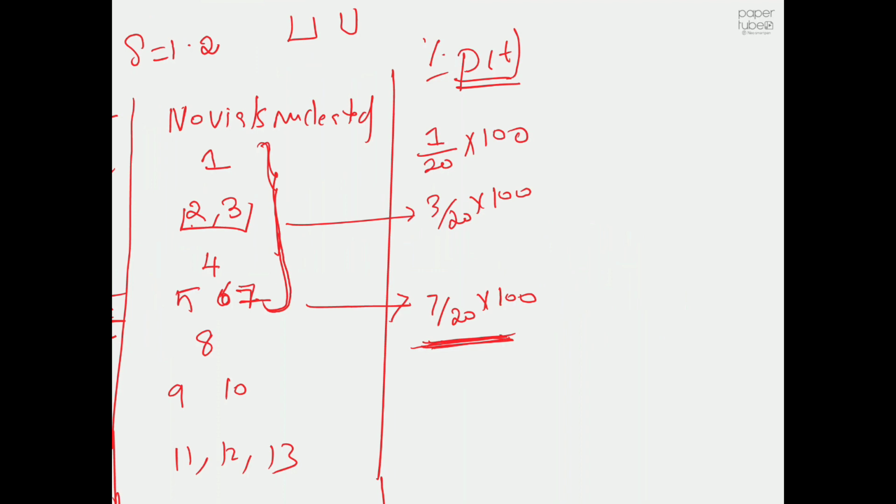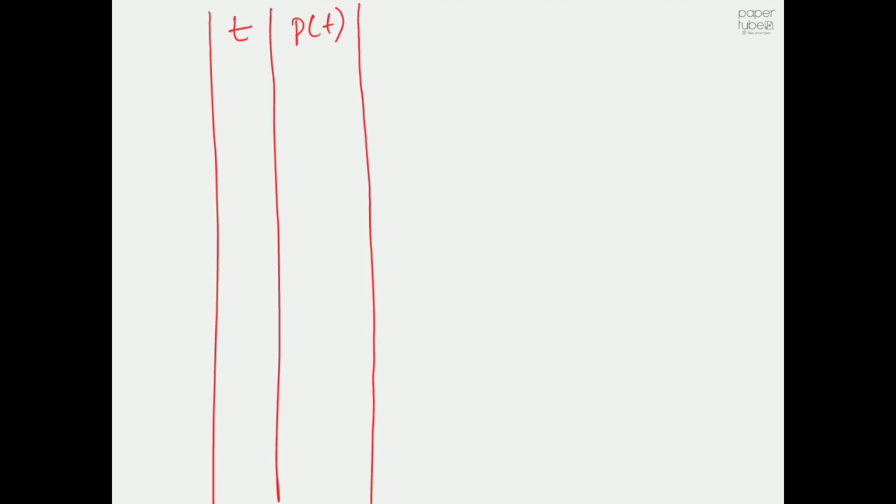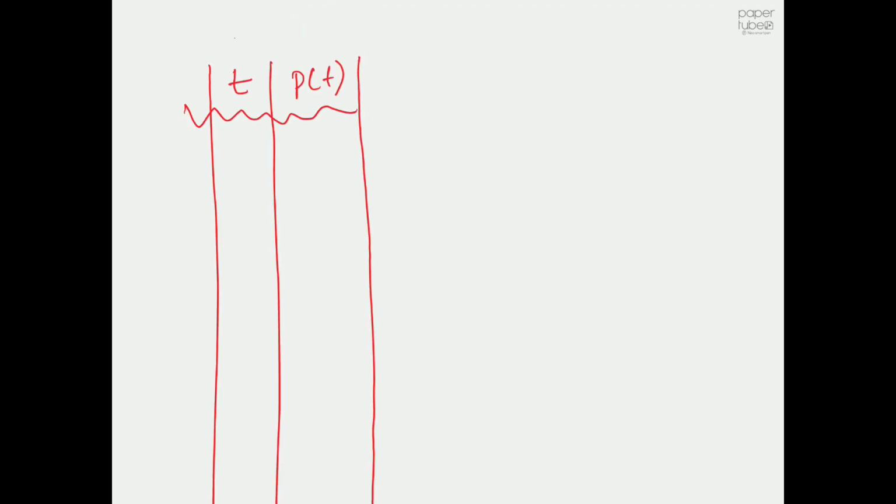So 20 vials got nucleated. So this is something like we calculated the probability of nucleation. And now all we need to do is we have time t, and then the probability of nucleation. We got this from experiment.